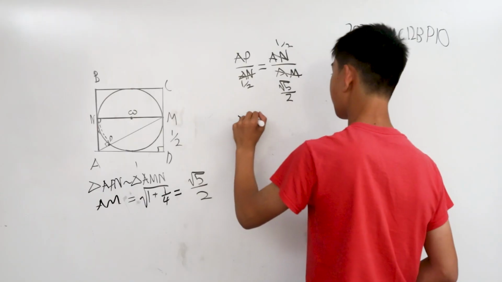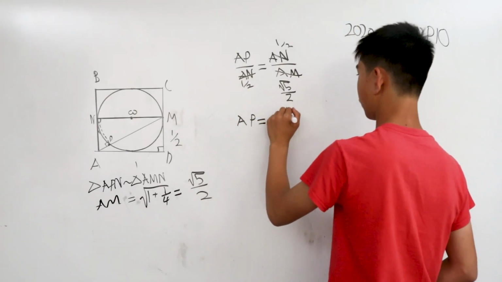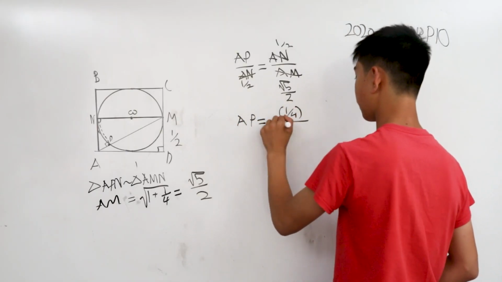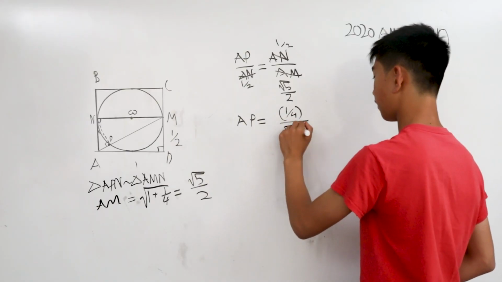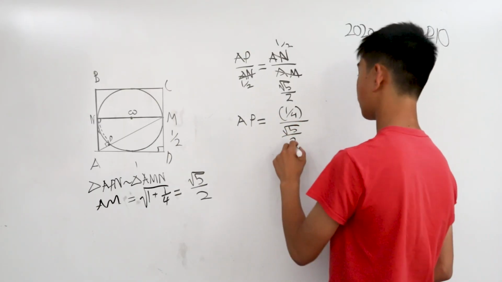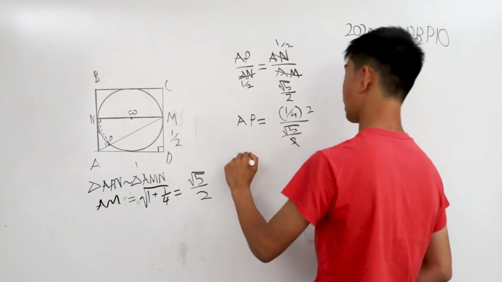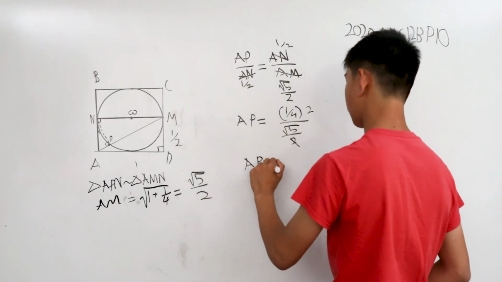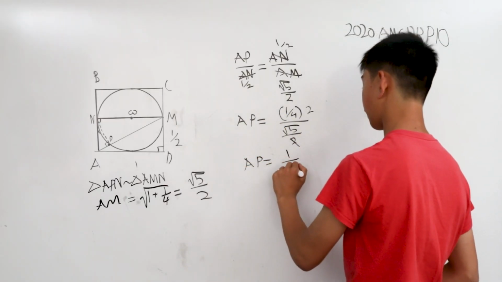We get that AP is equal to 1/4 divided by square root 5 over 2. So then the 2 multiplies here. AP is equal to 1 over 2 root 5.